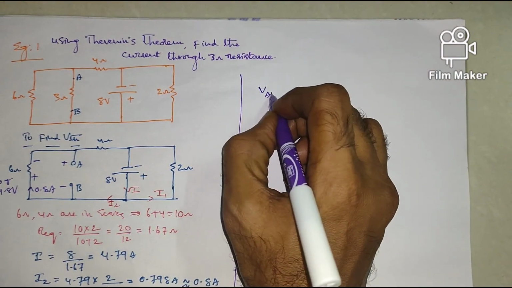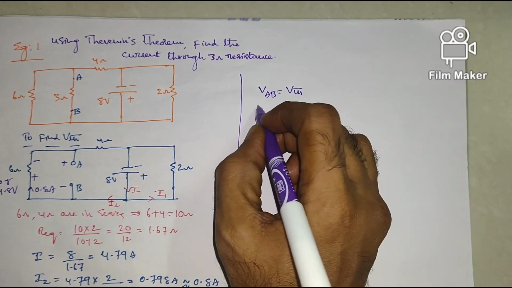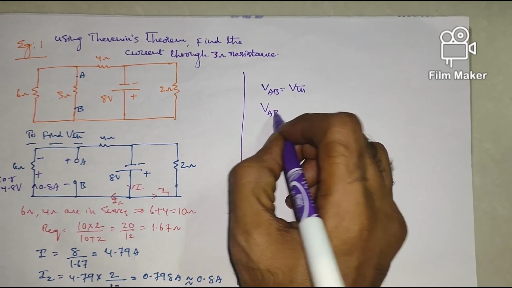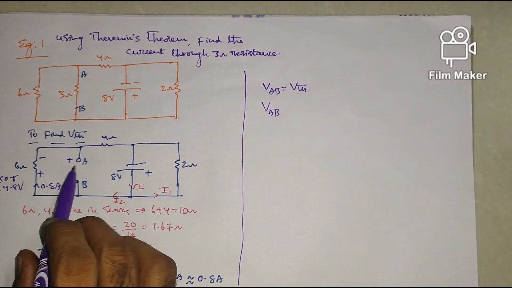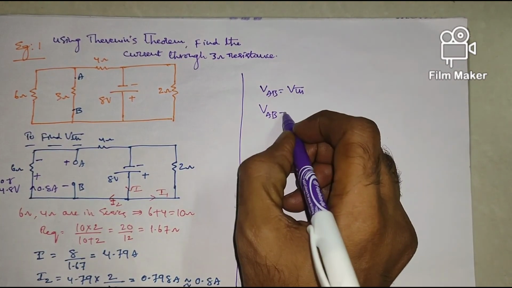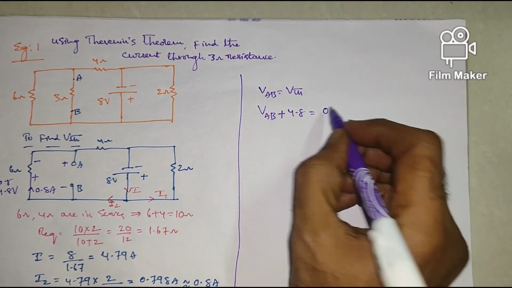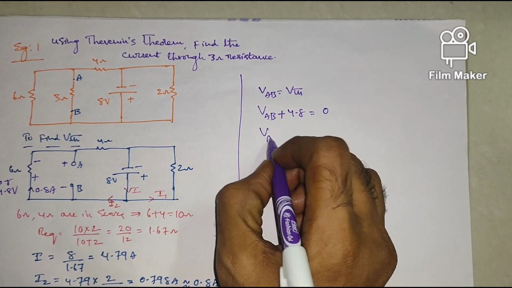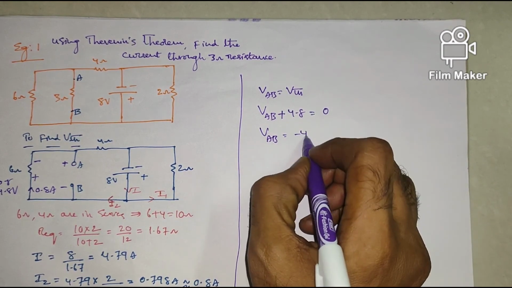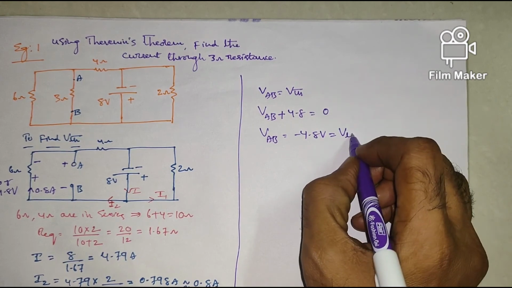VAB, which is equal to V Thevenin. I am writing down the equation. Here positive is connected to negative, so the same sign will come for this voltage drop: VAB plus 4.8 is equal to 0. We get VAB is equal to minus 4.8 volts, which is equal to V Thevenin.